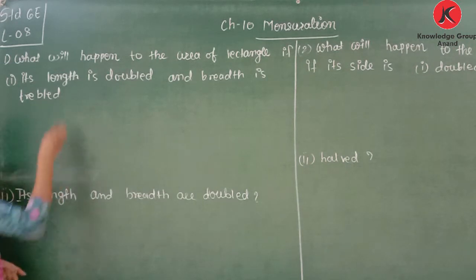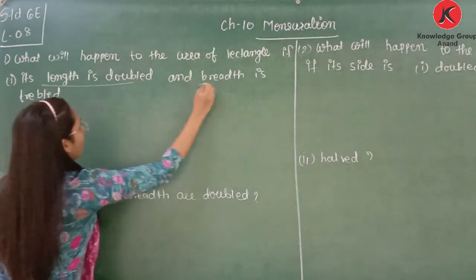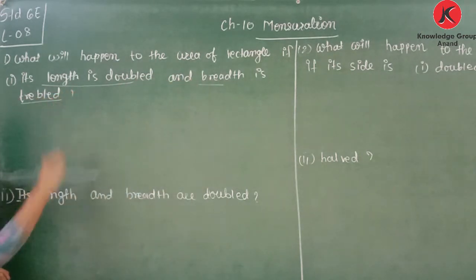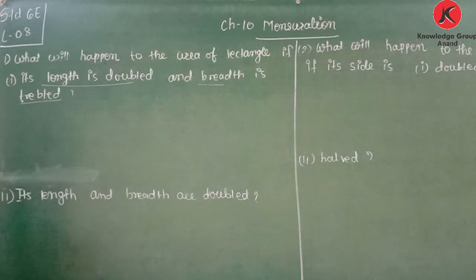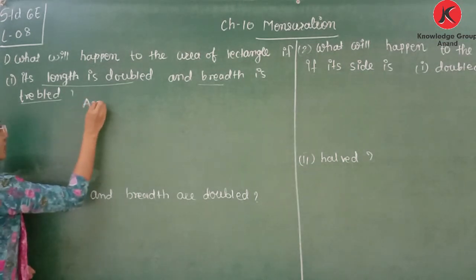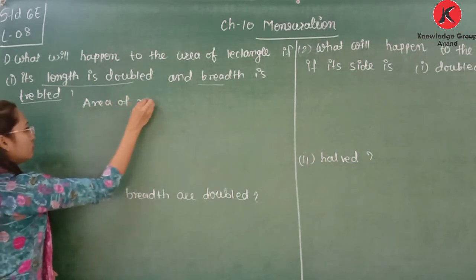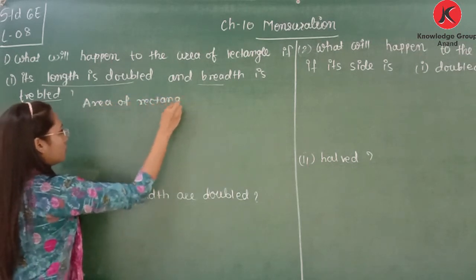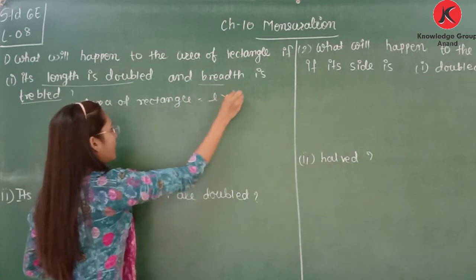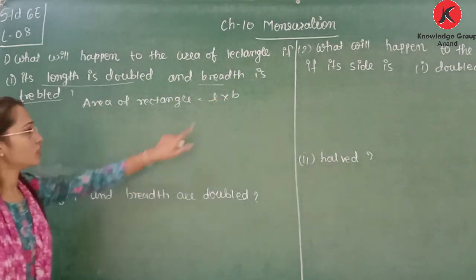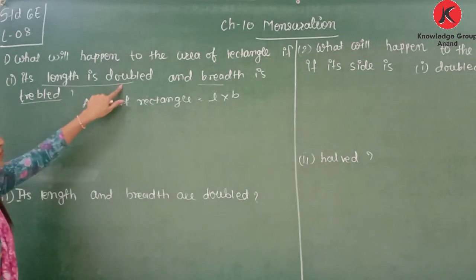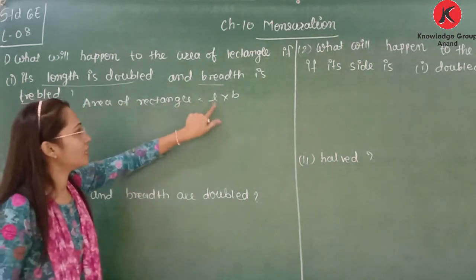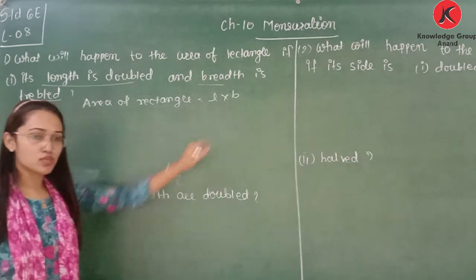If we double the length and triple the breadth, meaning 3 times the breadth, what will be the change in the area of the rectangle? What is the equation for the area of a rectangle? That is L multiplied by B. The equation is length and breadth. But if the length is doubled, meaning 2 times length, and breadth is 3 times.